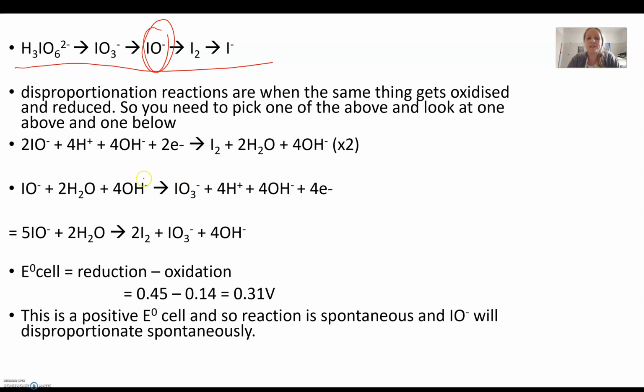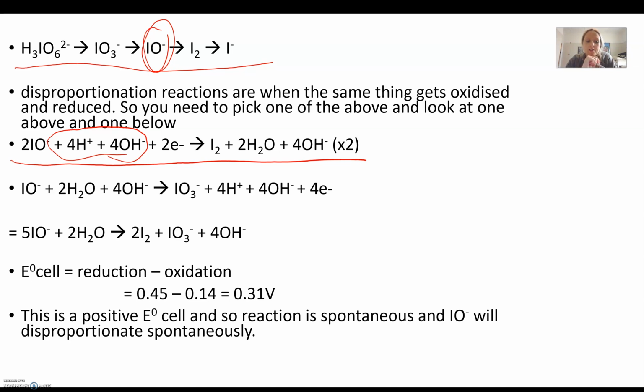So I've already done that here. Okay, so I've got my basic equation. And you'll notice that I haven't actually at this point cancelled out my H plus and OH minus here, so just bear that in mind, these parts here. So you balance in normal acidic conditions, and then however many H plus ions you've got, you add the same number of hydroxide ions to each side.